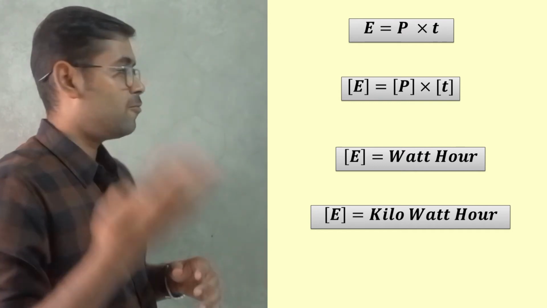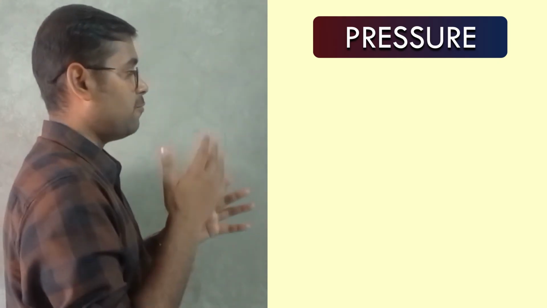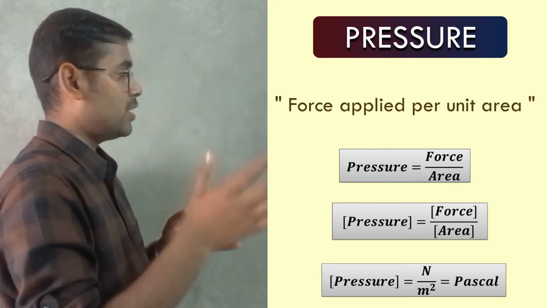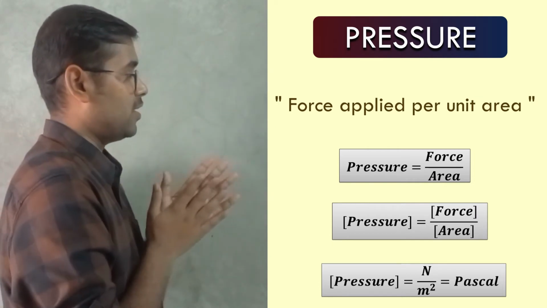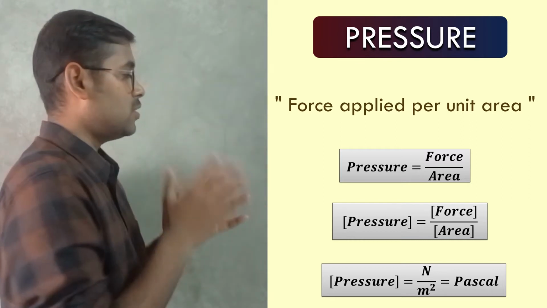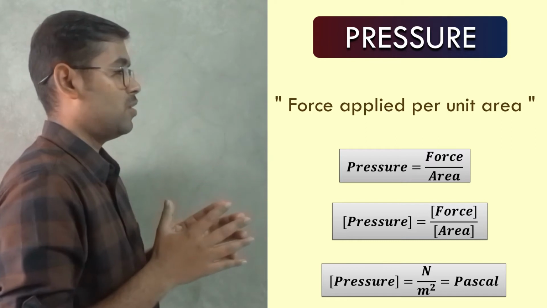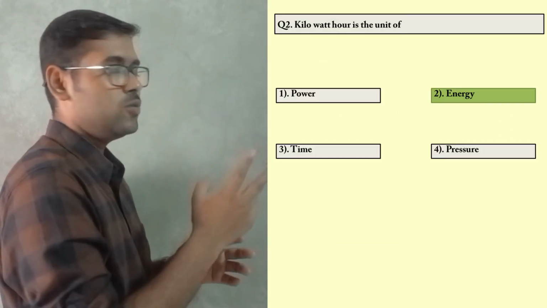Then what about option number 4, that is pressure. Guys, pressure on any object is defined as force applied on that object per unit area, that is force divided by area, and the unit of pressure is Newton per meter square, and we also have a name for that, that is Pascal. So answer to this question is option number 2, that is energy.